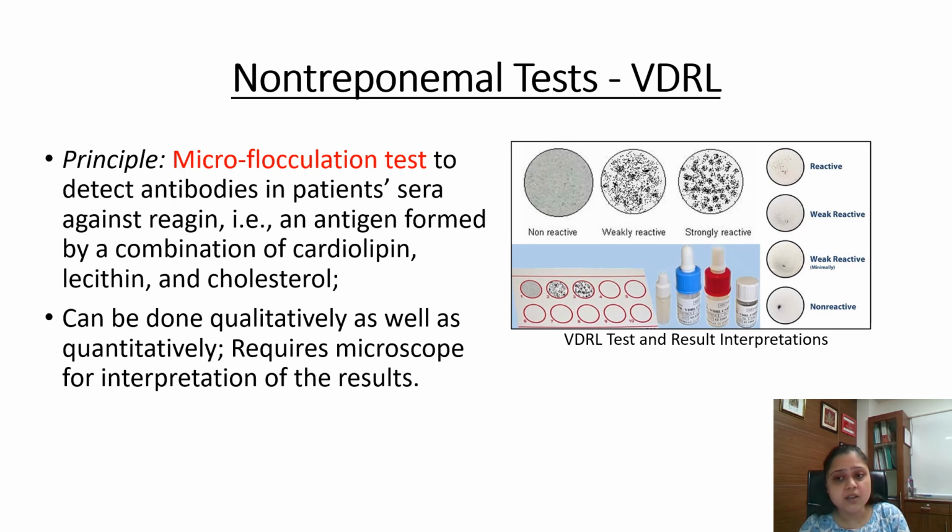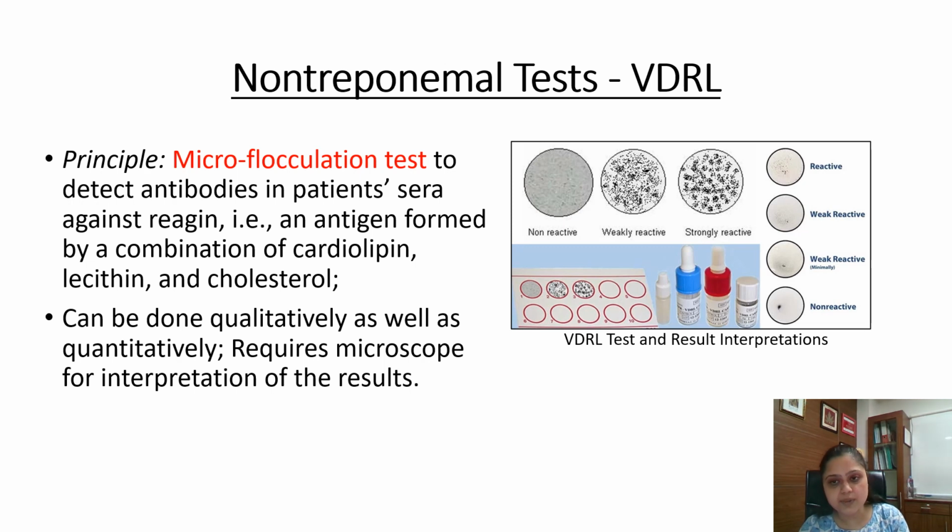In this, we are going to add the specimen and then we'll add the reagent, and simultaneously we'll be doing the same for the negative and positive control, and we'll be noting the results. This test can be done qualitatively as well as quantitatively. Quantitatively will give us the titers.